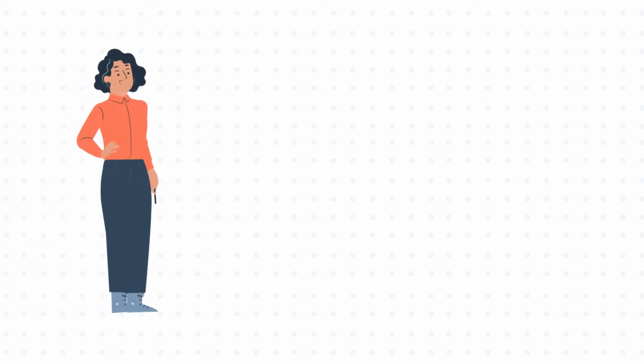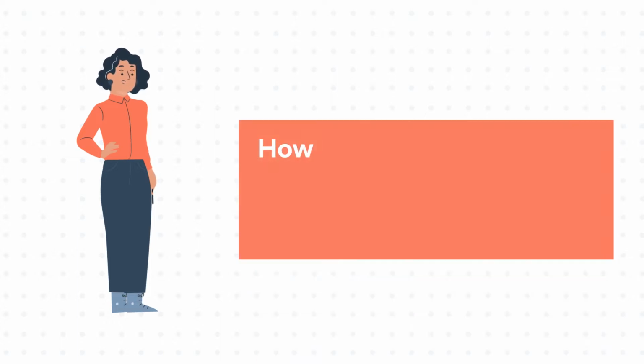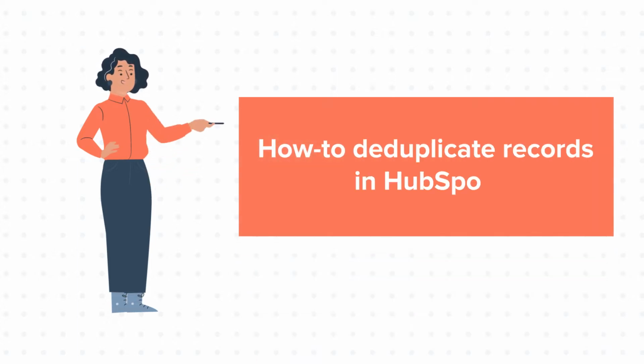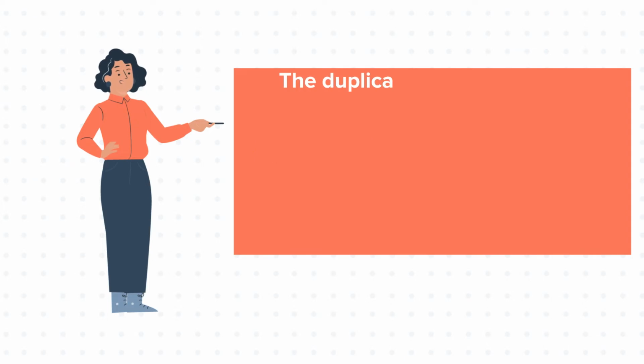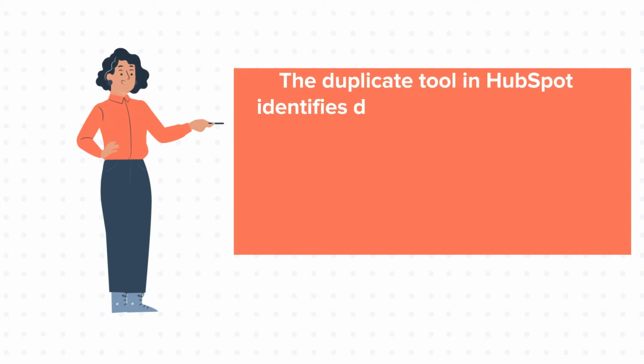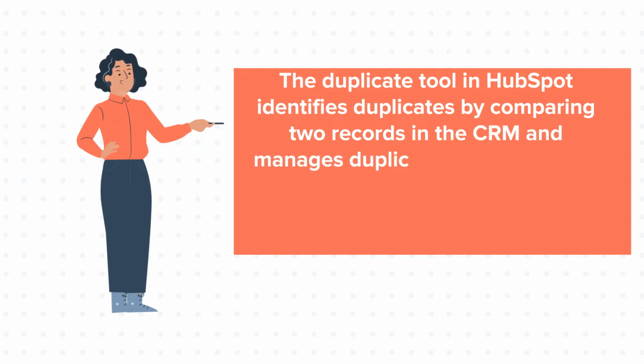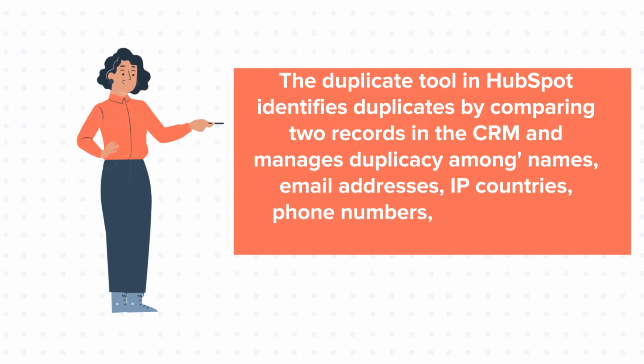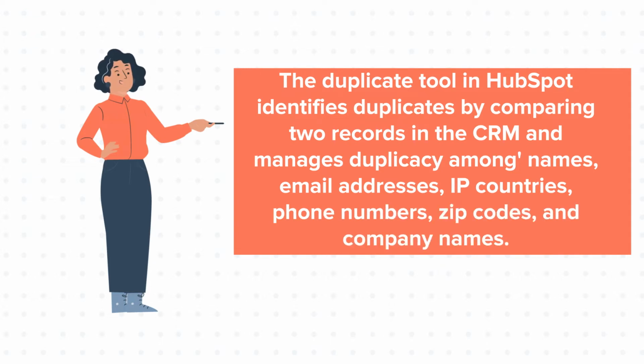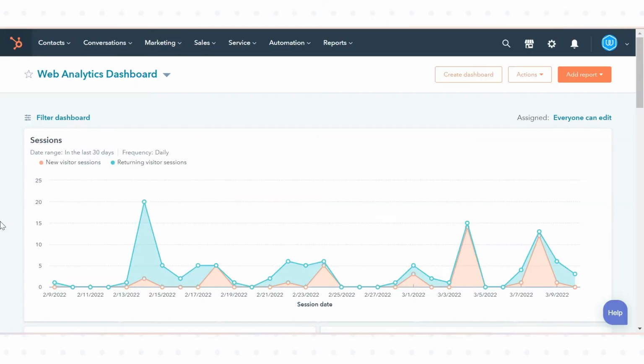This is Jessica and our today's tutorial is about how to deduplicate records in HubSpot. The Duplicate tool in HubSpot identifies duplicates by comparing two records in the CRM and manages duplicacy among names, email addresses, IP countries, phone numbers, zip codes, and company names. Let's see how you can deduplicate contact records.